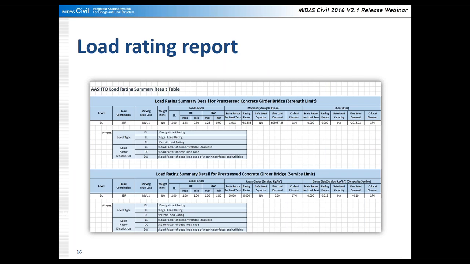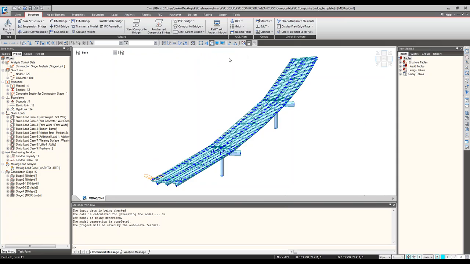The load rating report provides a table of moments and stress values that are pulled out from the analysis results. As you can see at the top, all the descriptions for each component are well described. Now let me go back to the model file and go through the design parameters one by one.